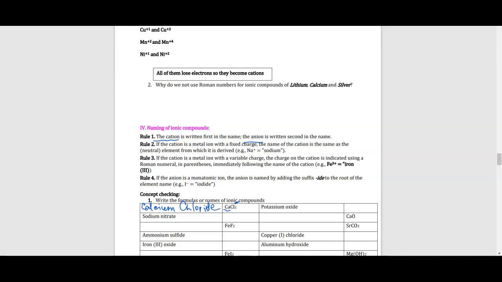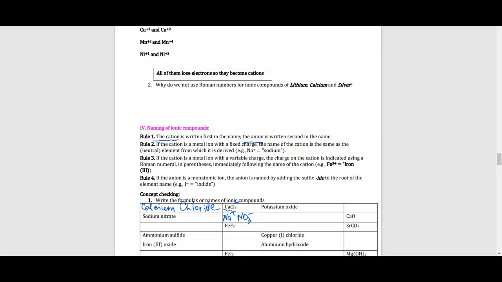The next one, sodium nitrate. We need to use the symbol for sodium, and sodium has a charge of one positive. And nitrate is a polyatomic ion. In the solubility table in class, we named all the anions there. So find nitrate, and you can see it has a charge of one negative. When charges are equal, you don't need to use any subscript here.